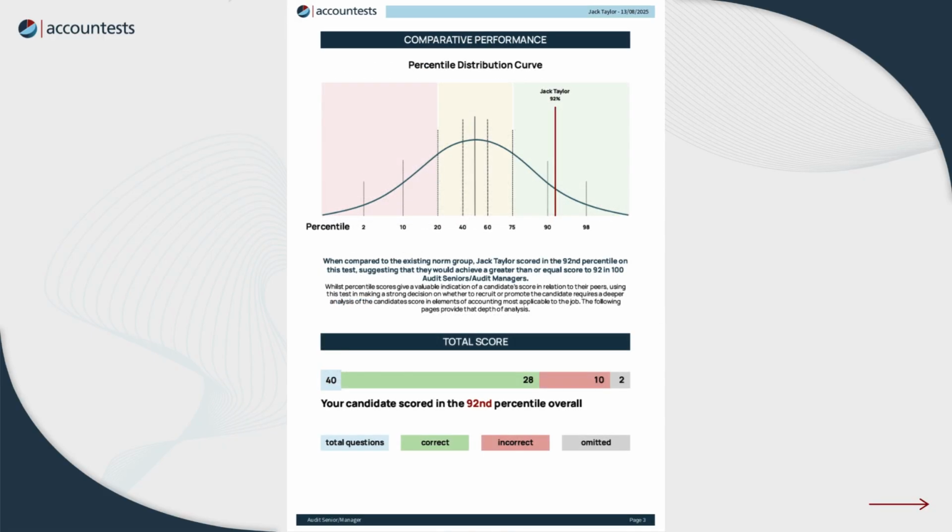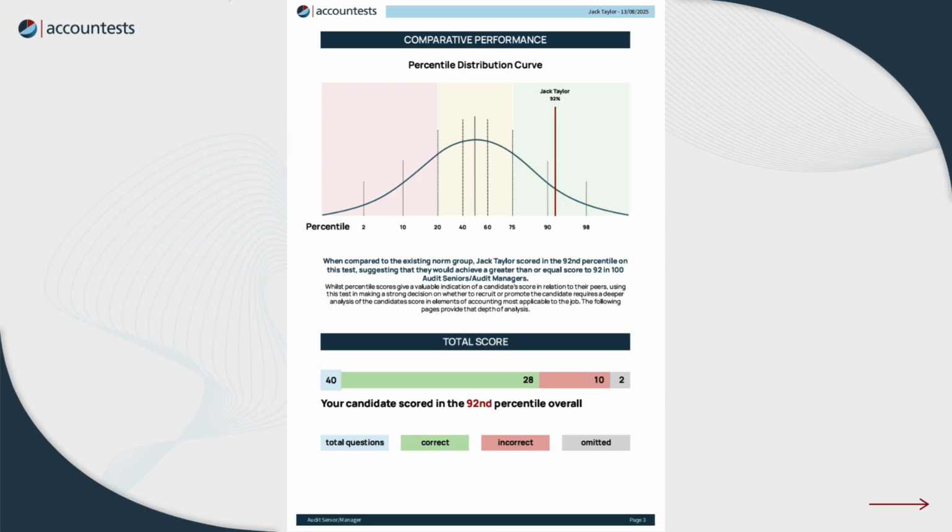If we go through to the next page, this is the most important. At the top of the page you'll see the bell curve. This is where you can see how your candidate did compared to our norm group. When we developed this test, what we did was get a whole lot of appropriately qualified accountants to go through the question set to create a norm group, and then you're able to see how your candidate did compared to that norm group. How do they stack up against their peers when looking to see whether they've got the technical knowledge that you need?